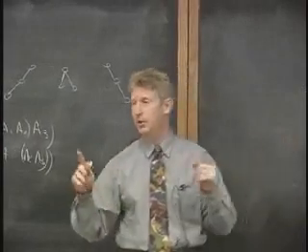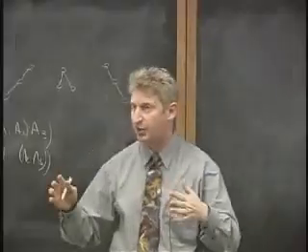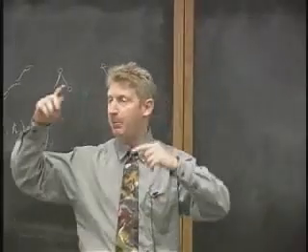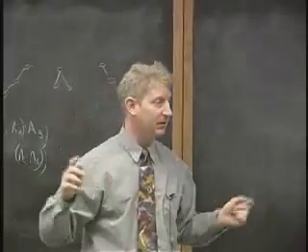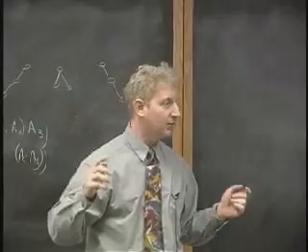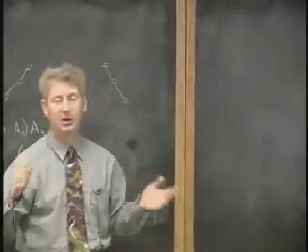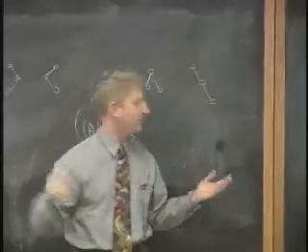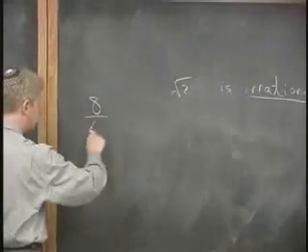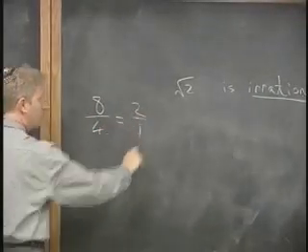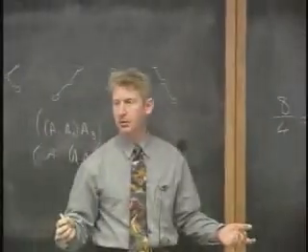I'm going to convince you that if you can write the square root of 2 as a fraction, then the top and the bottom of that fraction both have to be even. Well, that's a very strange fraction. Is there any fraction that the top and the bottom have to be even? I can just turn this into 2 over 1. Now the top and the bottom aren't even.